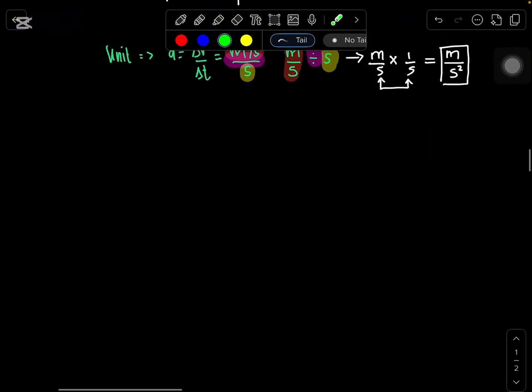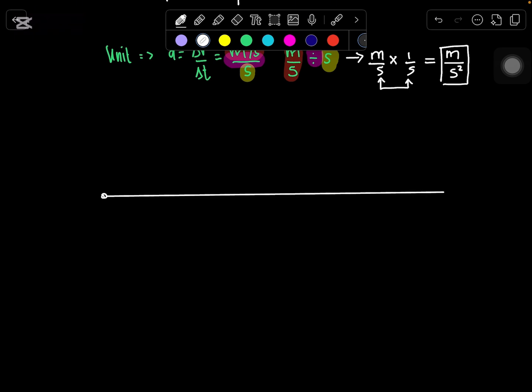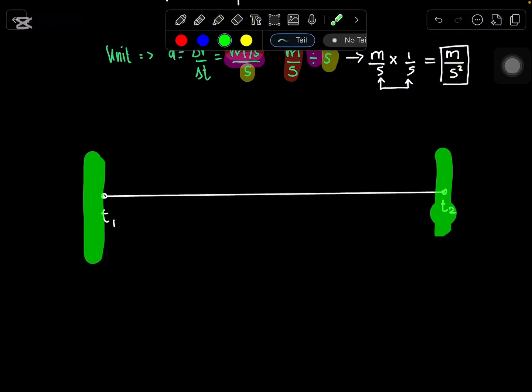Now, let's look at another journey. So let's say this was your start point. This is at t equals 0, you started recording the journey. Or let's say t1 is the time when you started recording the journey, and t2 is the time when you stopped recording the journey. So you're basically recording the journey from this time to this time.